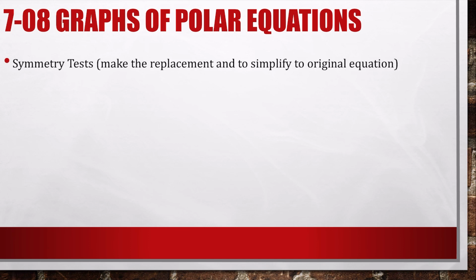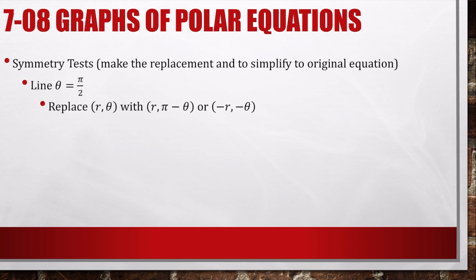Polar equations can have symmetry. So here are the tests for symmetry. What you do is you make the replacement that's suggested and simplify to see if you get the original equation. If you get the original equation, then it has that symmetry.